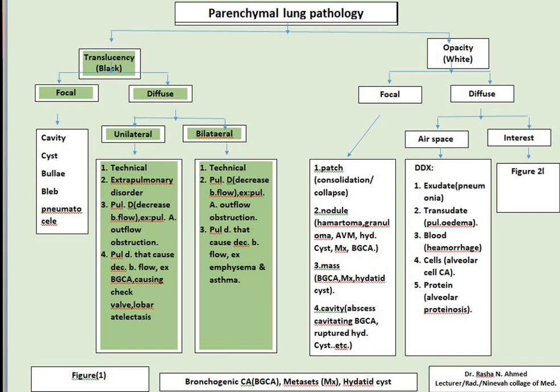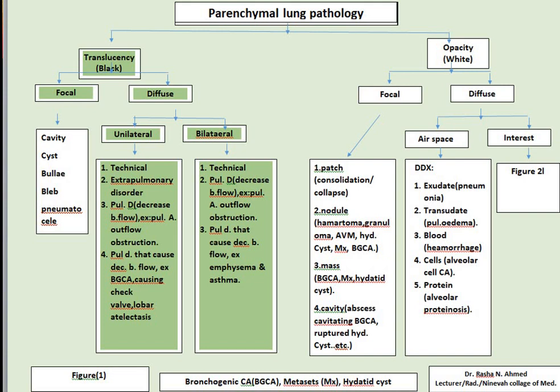Now, we have talked about the opacity, parenchymal lung opacity, and now we will talk shortly about the translucency. As we said previously, the translucency could be either focal or diffuse. Focal translucency we have discussed, we talked about the cavity and its types. So the focal ones are like cavity, cyst, bulla, bleb and pneumatocele. But the translucency, if it is diffuse, has two types, either unilateral or bilateral.